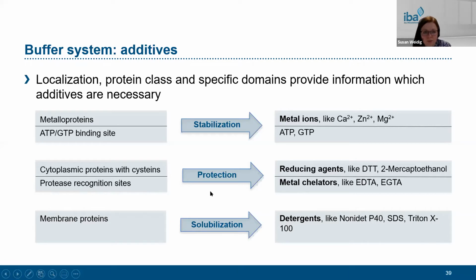And if your protein is a membrane protein, then you should add agents for solubilization, or in other words, detergents. And these detergents could be SDS or Triton. And these detergents will help you to dissolve your protein and to get it out of the membrane.